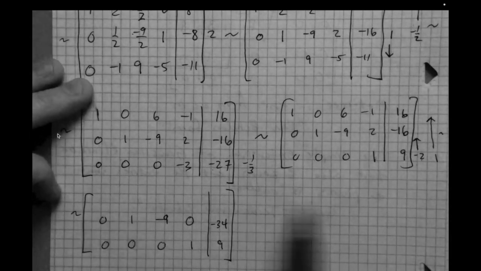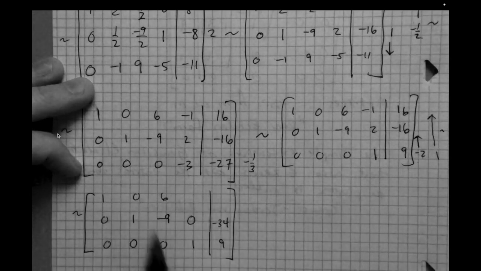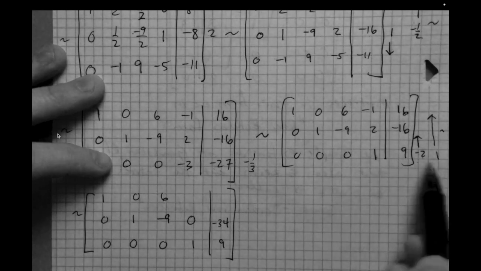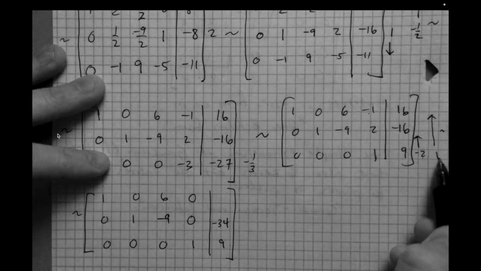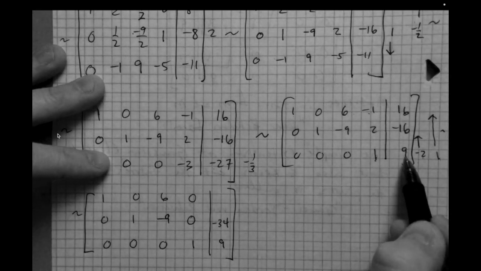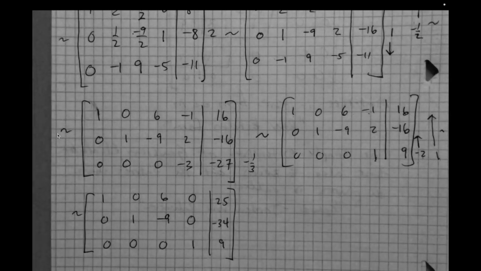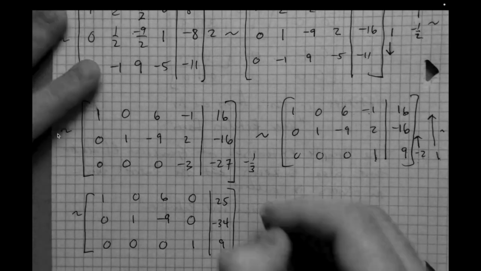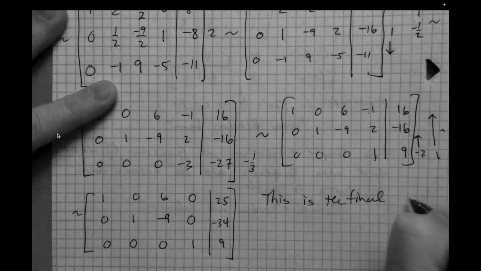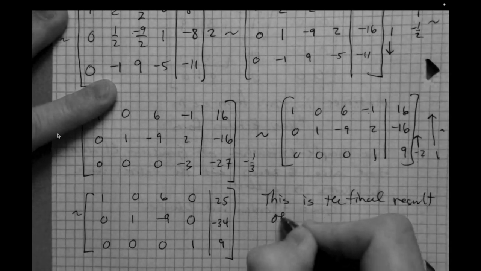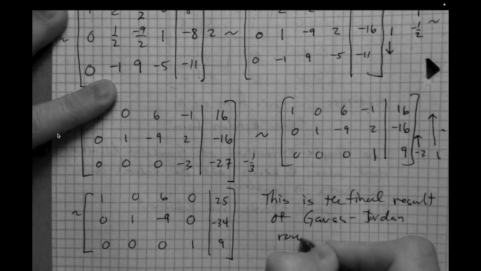Now what about row 1? Well, again, you're going to have 1, 0, 6 stay the same because of these zeros. Okay. And then it's going to be 1 times 1 is 1 plus negative 1 is 0. And then 1 times 9 is 9 plus 16 is 25. Okay. And so this is the final result of Gauss-Jordan row reduction.